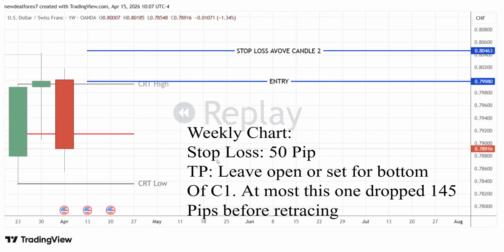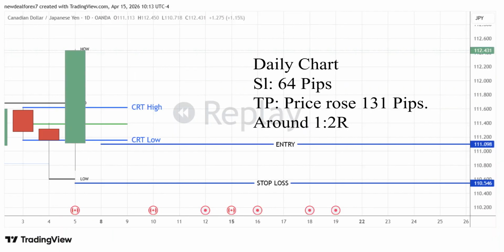All right. So this one dropped about 145 pips to its low, and then it spent the rest of the week retracing. So you will see that as well. But that's how that worked out. So let's see another one.